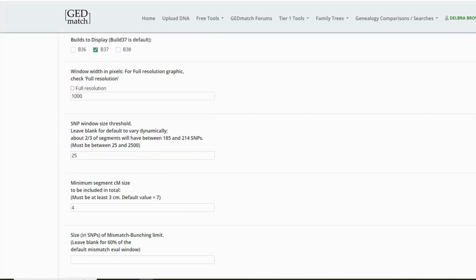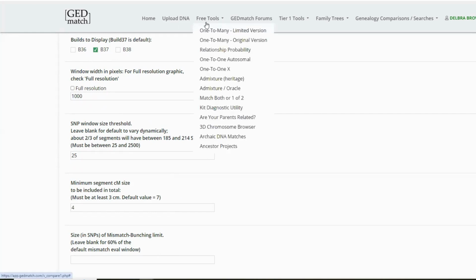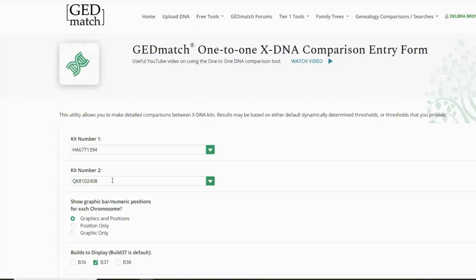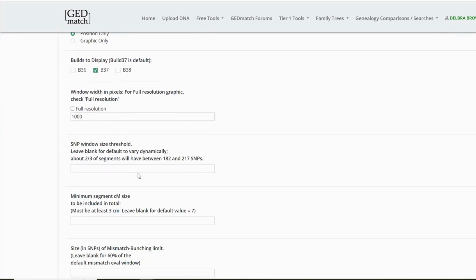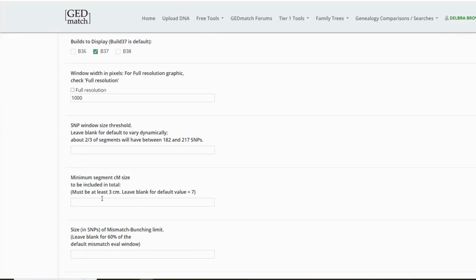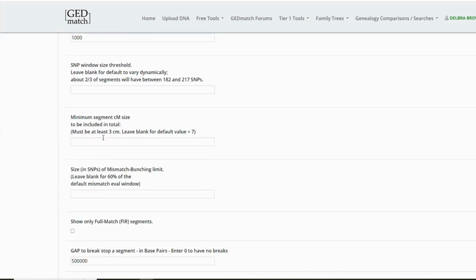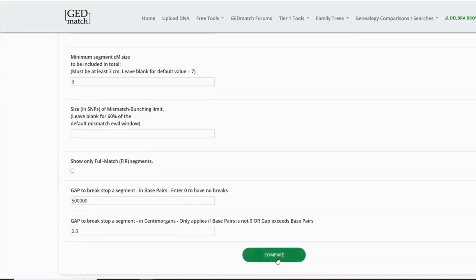And now you're going to go and check your X chromosome. Okay. The next one is the X, and that's under free tools, one-to-one X. That's our female chromosome, the 23rd chromosome. Okay, so this is me and a tuna. Position only. You're not going to touch the SNPs here. You're going to change the centimorgans down here to 3. And then you're going to compare it.